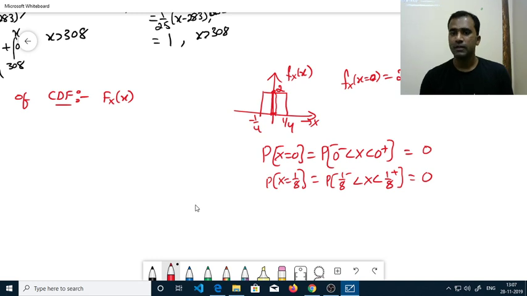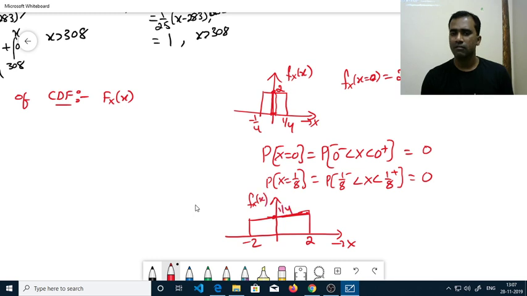So let me take one more example so that you'll get more clarity. Let me take a function which is from minus 2 to plus 2. So it is a uniform PDF. As a function of x, I have plotted f_X(x). What should be the height so that the area is 1? The height should be 1 by 4.